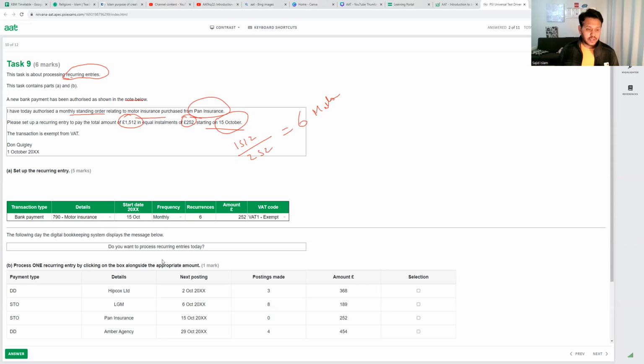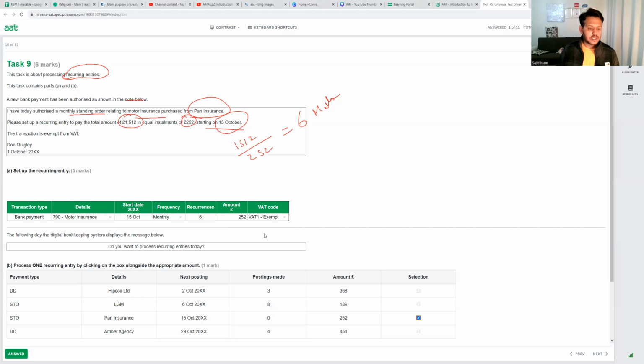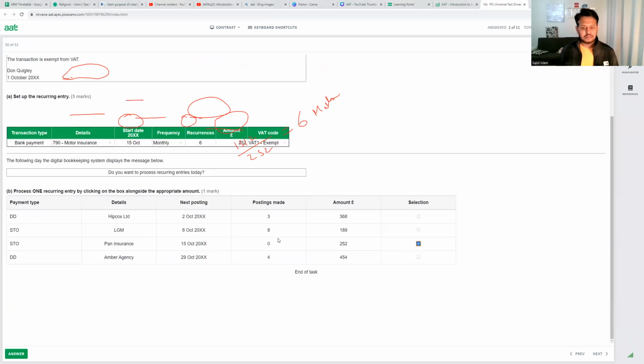But they will definitely ask you first. Do you want to proceed with this transaction as a recurring entry? You say yes. Please choose one of the recurring entries. Which one? We know we want to set up the standing order. So STO, detail is Pan Insurance, 15 October, and amount 252, and this is the one. So we have clear information: Pan Insurance, standing order, 252. So that's it.